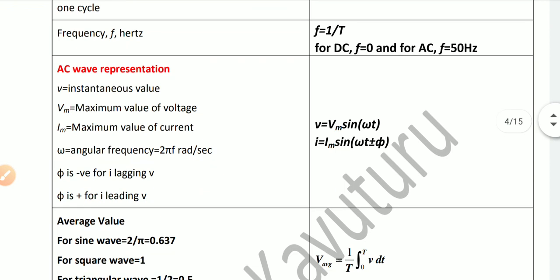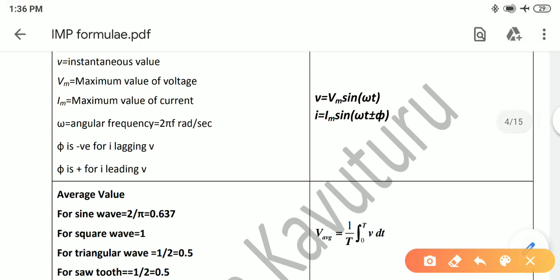Next, the alternating current waveform can be represented with a sinusoidal waveform. It is given as V is equal to Vm sin omega t, whereas the current waveform is I is equal to Im sin (omega t plus or minus phi). Here the voltage V is taken as the reference waveform and the current is varying with respect to the voltage V.